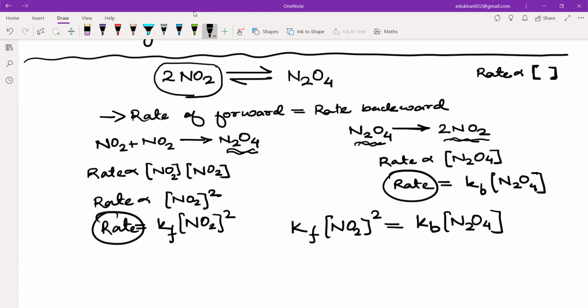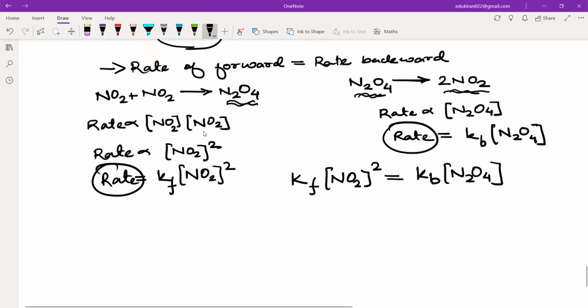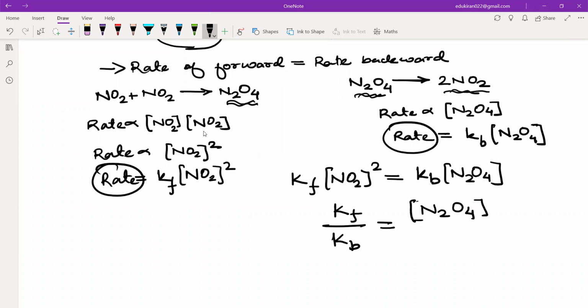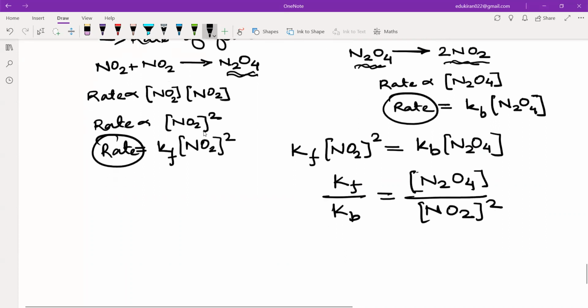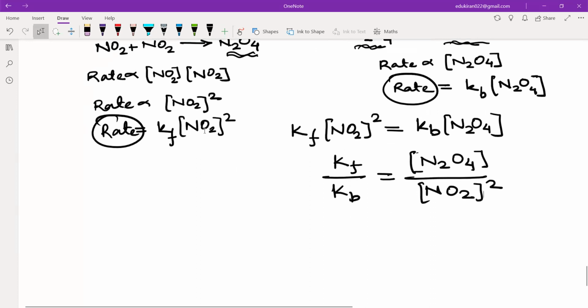Yes or no? Now what I will do, I will write K forward upon K backward. It is equal to N2O4 divided by NO2 square. Correct? Yes or no?